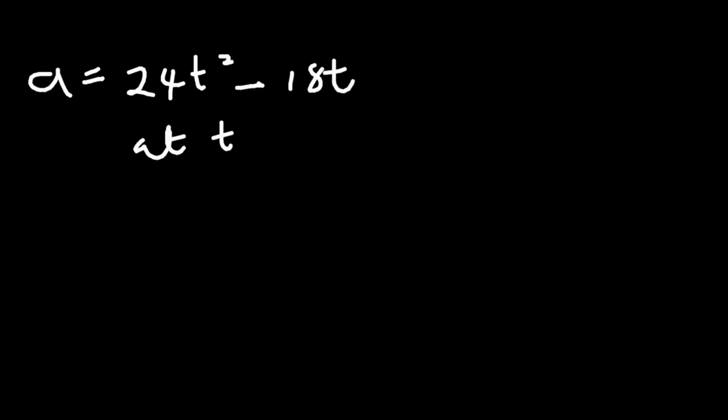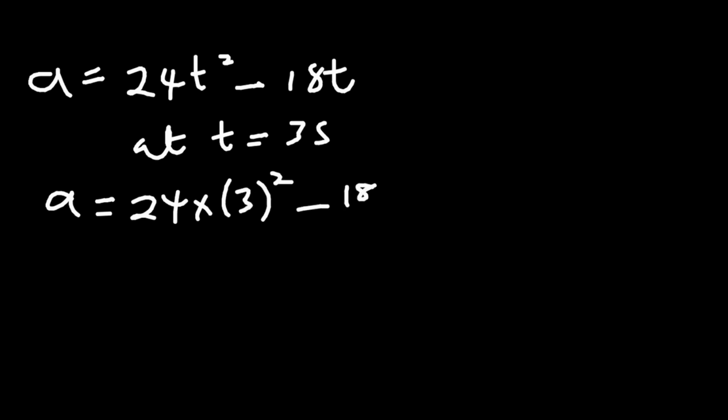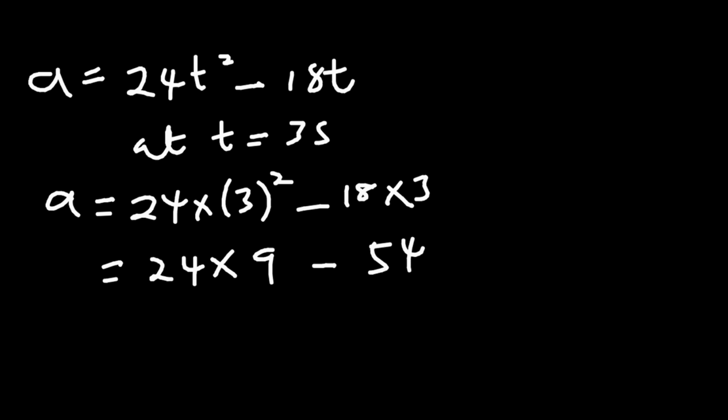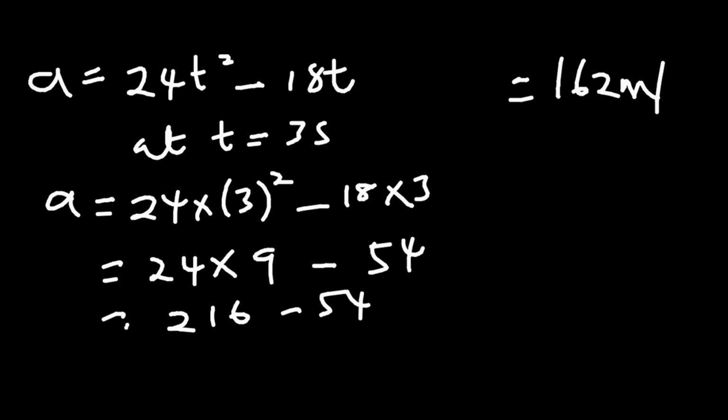Let's take a fresh page. So that our acceleration will be 24t raised to power 2 minus 18t. At t equals 3 seconds, our acceleration a will be 24 multiplied by 3 raised to power 2 minus 18 times 3, which of course will be 24 times 9 minus 54. 24 times 9 will give 216 minus 54, which of course will give us 162 meters per second squared as the instantaneous acceleration.